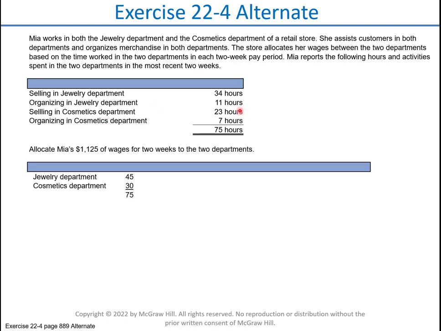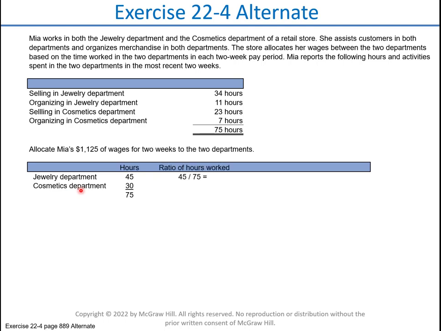So for jewelry, she worked 34 hours plus 11, so that comes to 45. Cosmetics, 23 plus 7, which comes to 30. So this total is 75. We're splitting between jewelry and cosmetics.